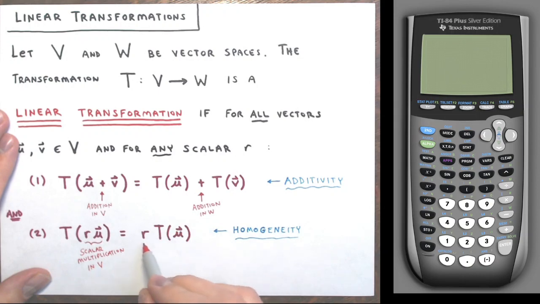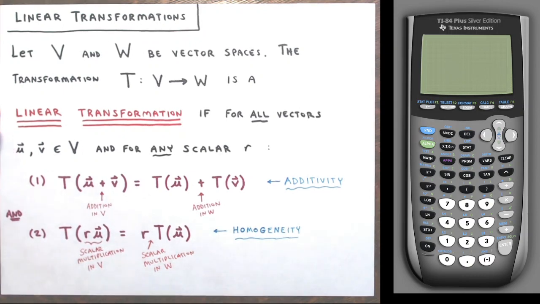Now here, when I'm doing scalar multiplication, r times T of u, T of u is a vector in W, right? This is a vector in the codomain. So I'm doing a scalar multiple of a vector in W. So that scalar multiplication I need to perform is the way scalar multiplication is defined in vector space W. Right, so on this side I'm doing scalar multiplication the way it is defined in W, in the codomain. So I hope that's clear.